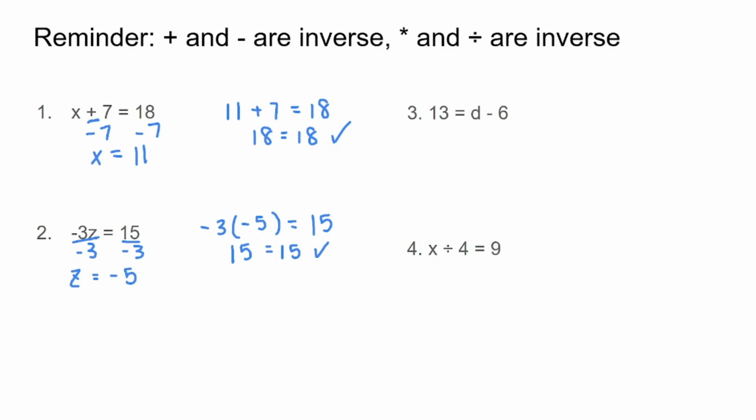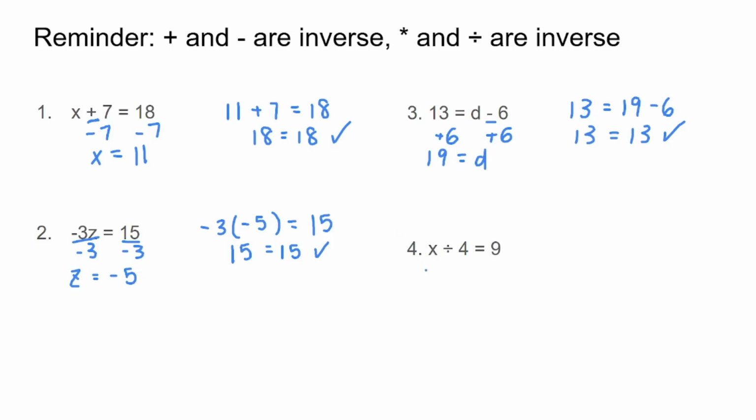Next, we have 13 equals d minus 6. So the operation being done is the subtraction right here. So we're going to add, as an inverse, we're going to add 6 on both sides. We're going to get 19 equals d. Let's check that answer. 13 equals 19 minus 6. We get 13 equals 13. This is correct, so we know that d equals 19.